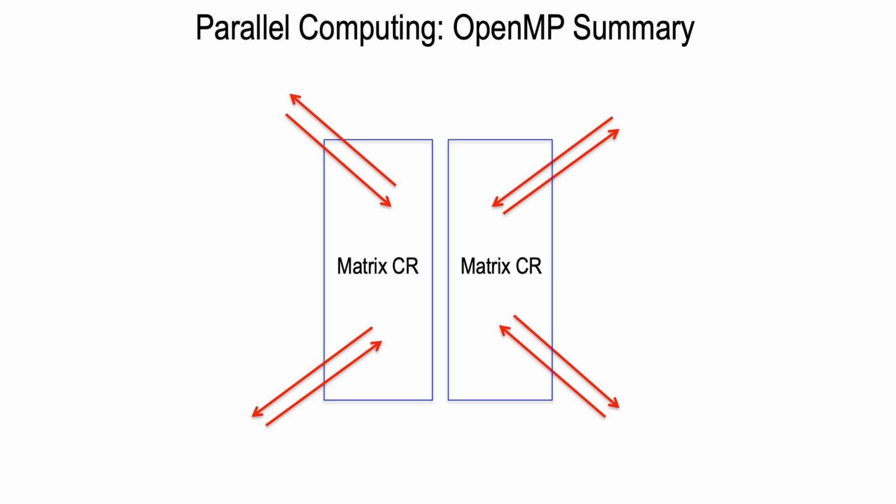For instance, we could split matrix C into two smaller matrices, CR, as illustrated in the figure. This division reduces the number of threads accessing each smaller matrix CR, thus easing the bottleneck related to data access. However, dividing matrix C into two matrices CR necessitates some data exchange or communication between them, making communication a vital component of multitasking.